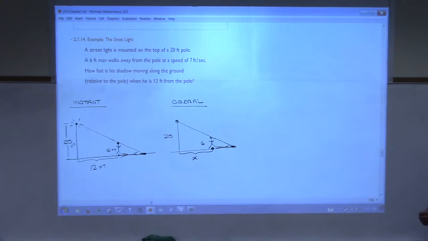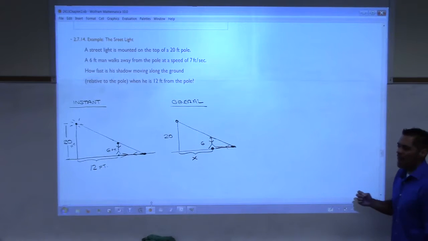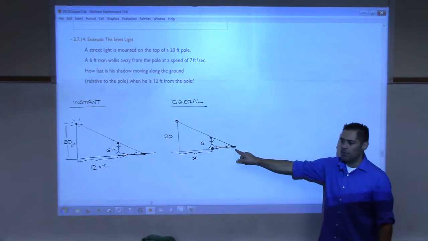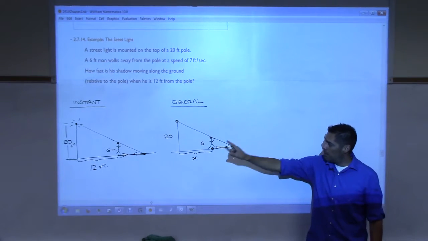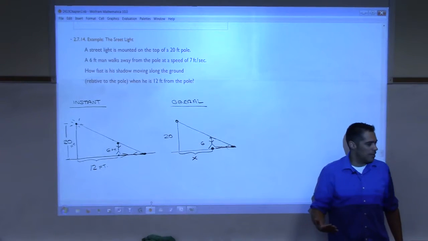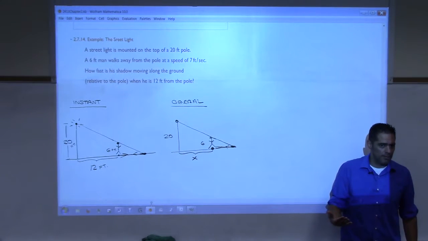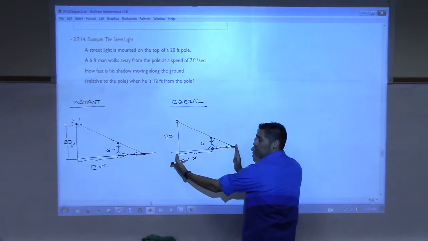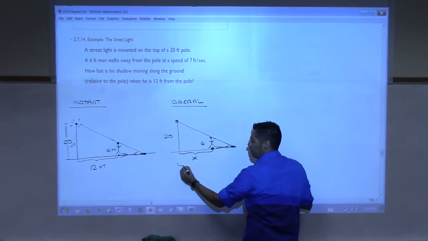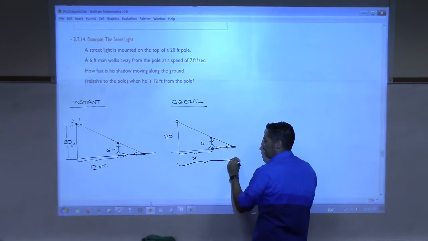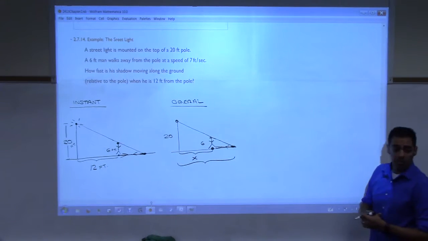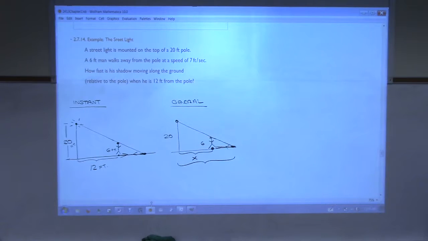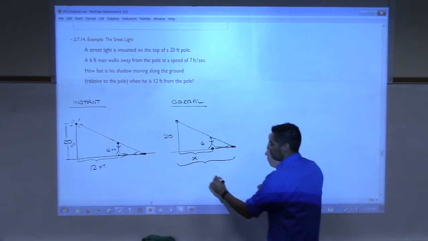And what we're interested in is how fast this point's moving relative to the pole. So let's label that with a variable. That okay? Because it's moving, isn't it? That distance from the shadow to the pole, that's changing. So let's give it some value. Not a specific one, but a letter. So what would you like? J. J? I'll use J.